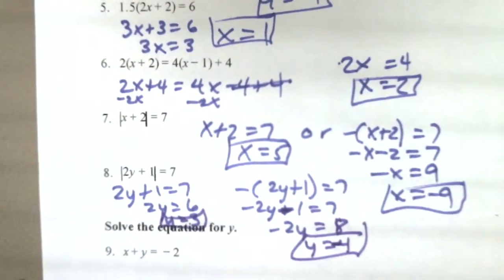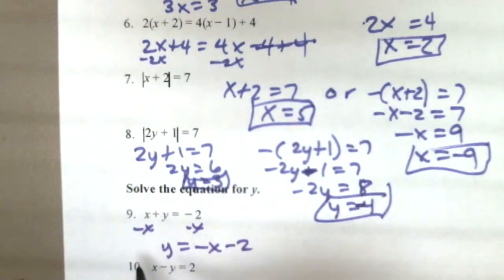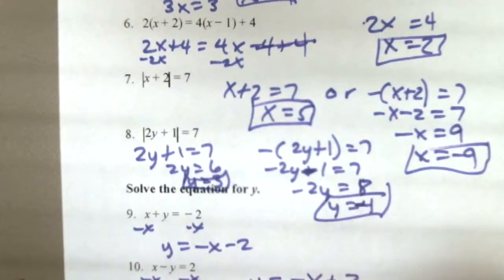Question number 9. I want to solve it for y, so I'm going to subtract x from both sides. I get y equals negative x minus 2. Here I'm going to do the same thing, subtracting x from both sides. I get negative y equals negative x plus 2. We want y by itself, so I'm going to multiply the whole thing by negative 1, which is going to give me y equals x minus 2.